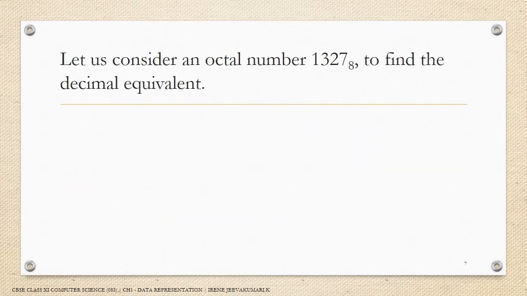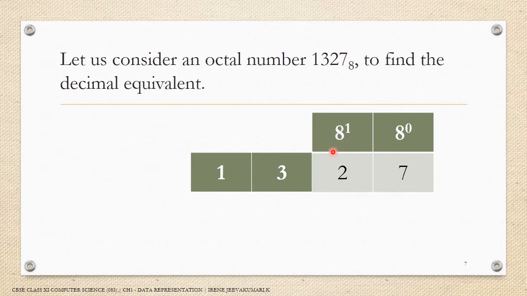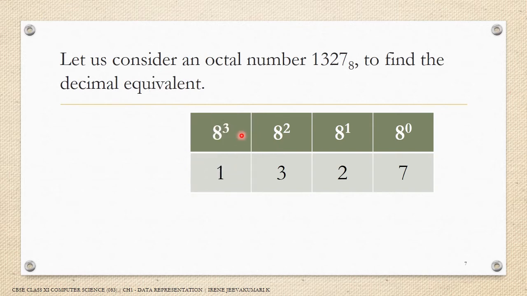Let us consider an octal number 1327 to find the decimal equivalent. Let us take the octal number 1327 and find its positional values. The positional values are the positive powers of 8 beginning from the units digit. So this units digit's positional value is 8 power 0, the next is 8 power 1, the next is 8 power 2, and the next is 8 power 3. So these are the positional values of this number.